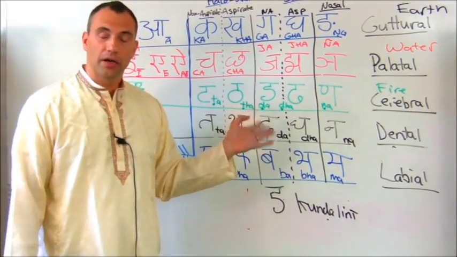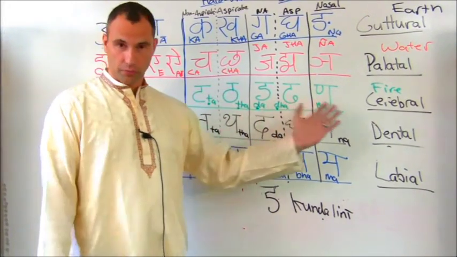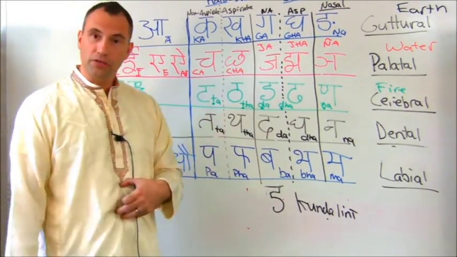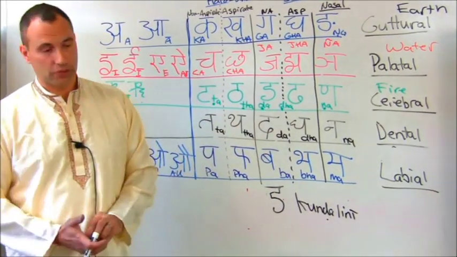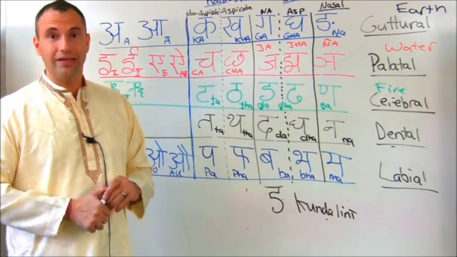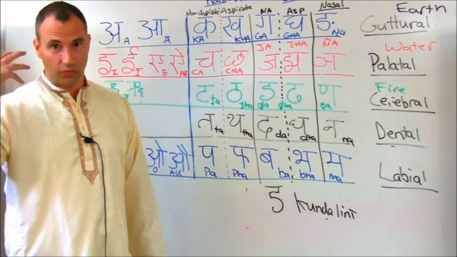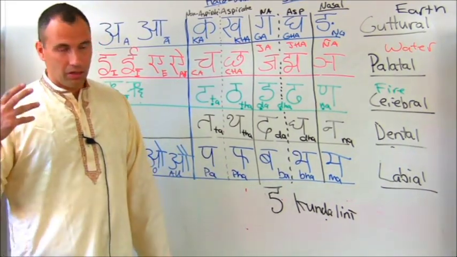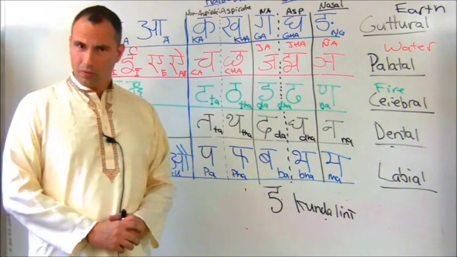Ta ta da da na. So if somebody's having difficulty pronouncing ta ta da da na, then there may be digestive issues, enzymatic problems, or even a kundalini problem, which could manifest as ringing in the ears, intense heat in the body, and all kinds of other stuff. Why are we talking about this?